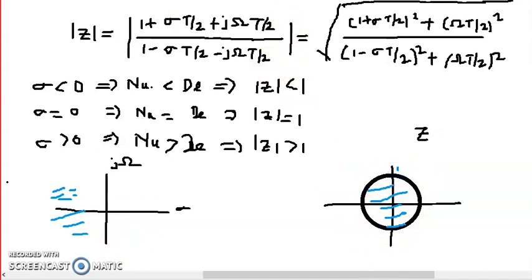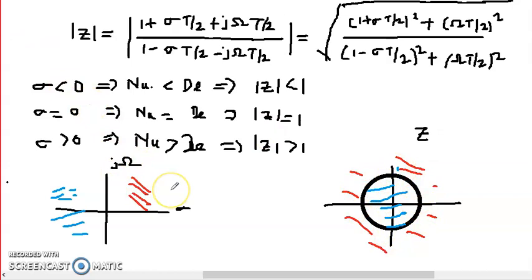And anything which is on the right hand side of the j omega axis will be right outside the circle. And of course, when sigma is 0, that is, on the j omega axis, this j omega axis is basically the circumference of the unit circle.